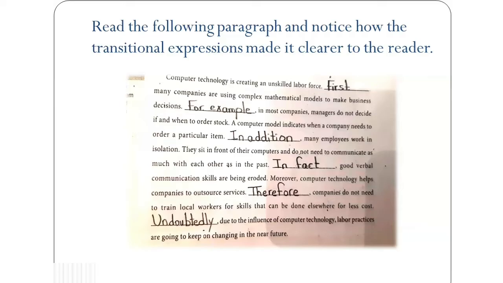Computer technology is creating an unskilled labor force. First, many companies are using complex mathematical models to make business decisions. For example, in most companies, managers do not decide if and when to order stock. A computer model indicates when a company needs to order a particular item. In addition, many employees work in isolation.